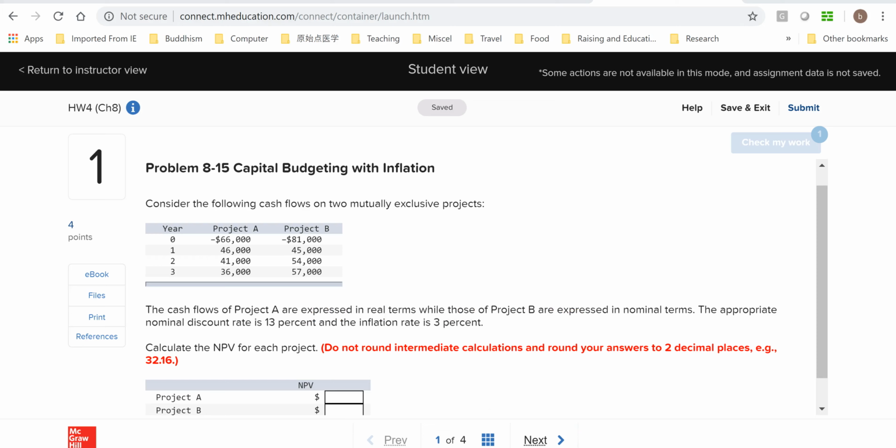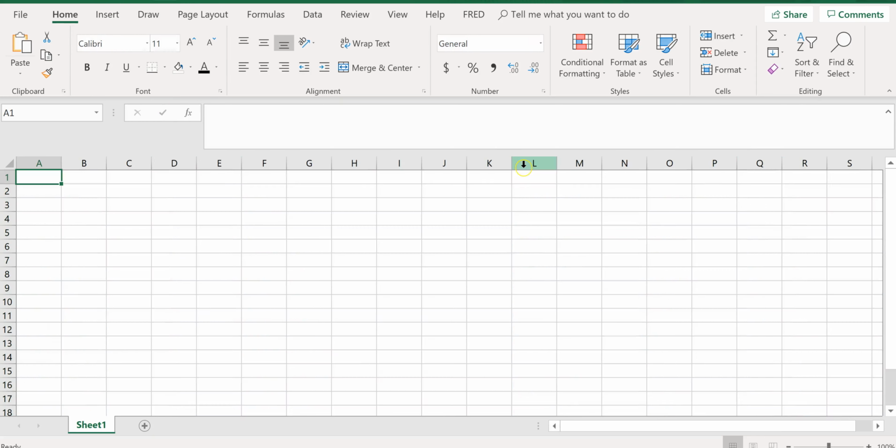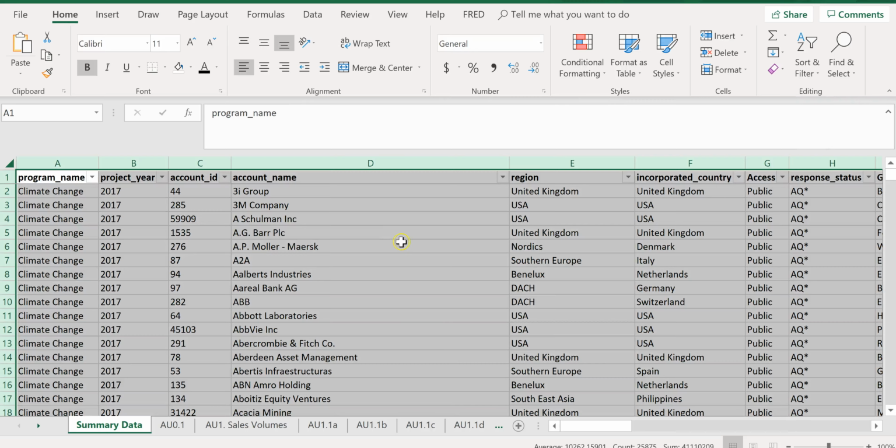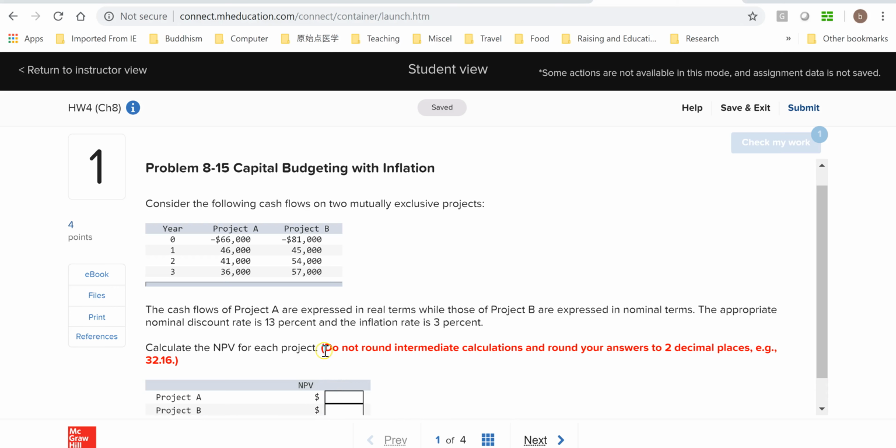So now let me begin the work. Just open a new Excel. I prefer to use Excel because it's very convenient and powerful to use, and also because it automatically meets this rounding requirement, do not round intermediate calculations.